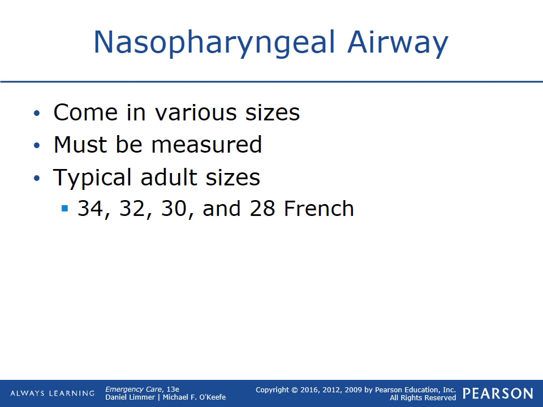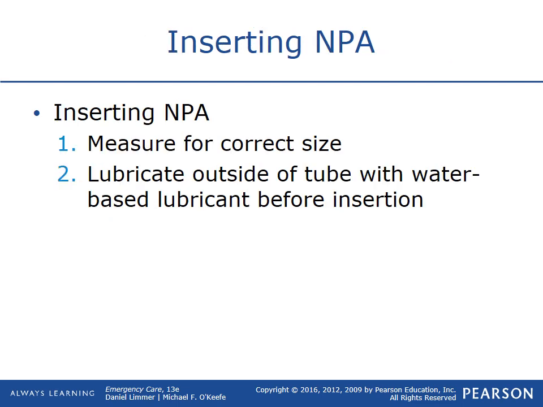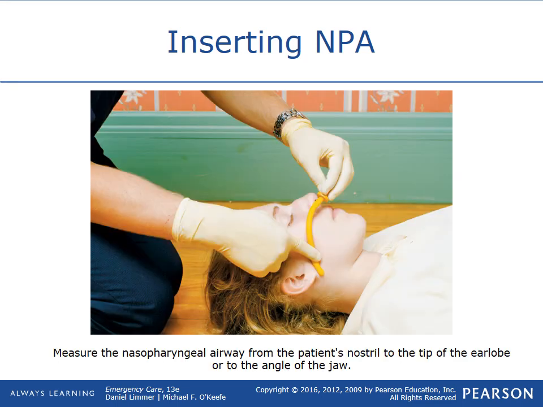Nasopharyngeal airways come in various sizes. You have to measure it once again. Typical adult sizes are 34, 32, 30, and 28 French. When you insert the nasal airway, measure it for correct size and then lubricate the outside of the tube with a water-based lubricant before insertion. Make sure it's water-based and not like Vicks, which is petroleum-based. Measuring it is from the nostril to the tip of the earlobe or to the angle of the jaw.